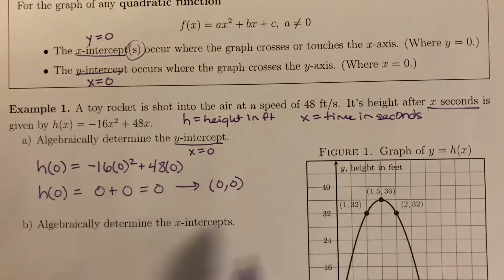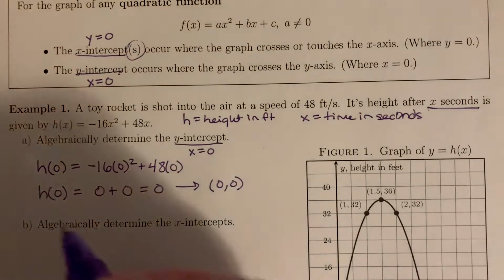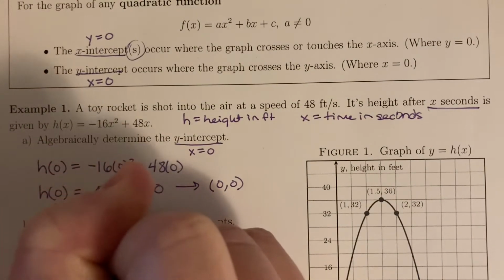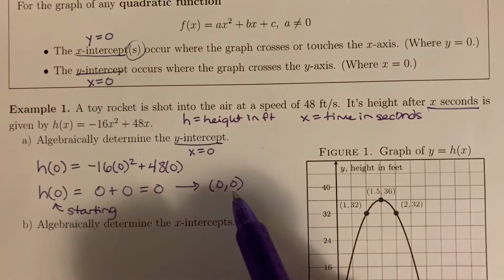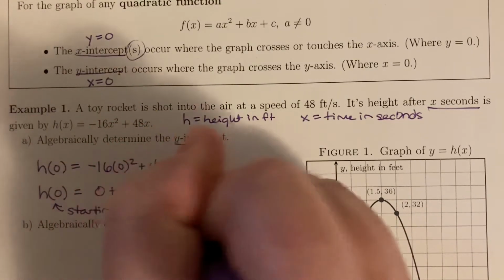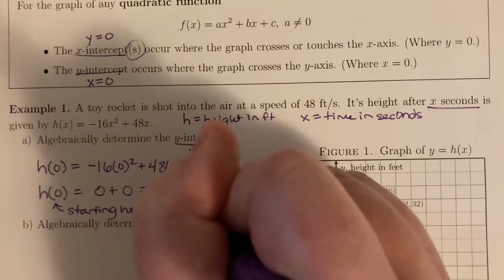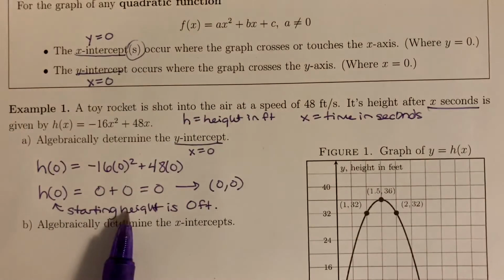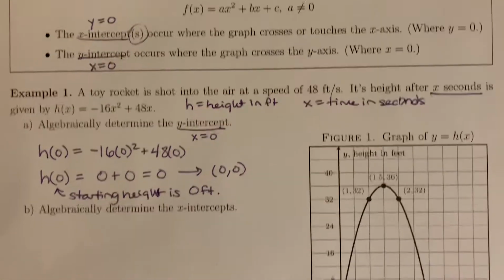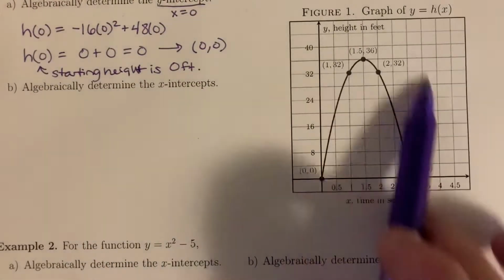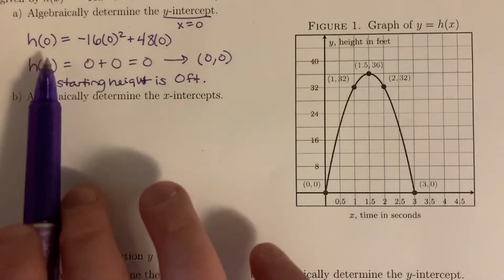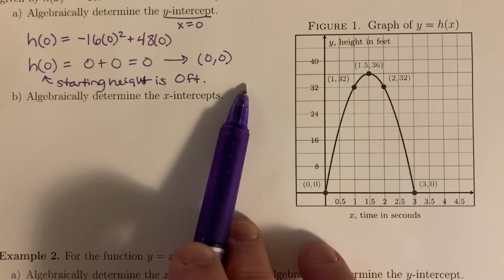But in terms of this whole toy rocket thing, it means the starting height when time is 0 is 0 feet. By starting, I mean time 0. So when time is 0, the height is 0. And if you look at this lovely picture they gave us, oh look, (0, 0) is a point on the graph. But this is how to show that algebraically.